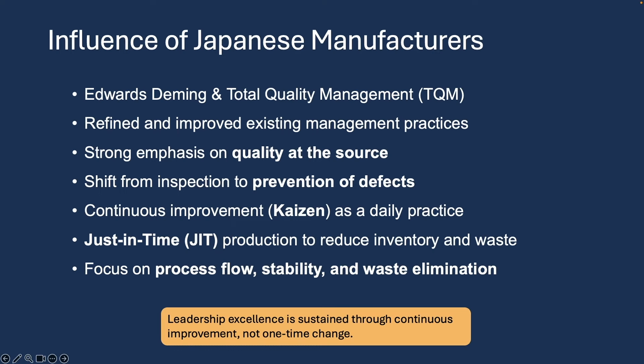One of the most important innovations was just-in-time production, which reduced waste by producing only what was needed when it was needed, forcing organizations to improve flow, flexibility, and problem solving. The leadership connection is clear. Continuous improvement isn't a program, it's a mindset. Organizations sustain excellence when leaders build a culture where problems are surfaced early and improvement becomes everyone's responsibility.